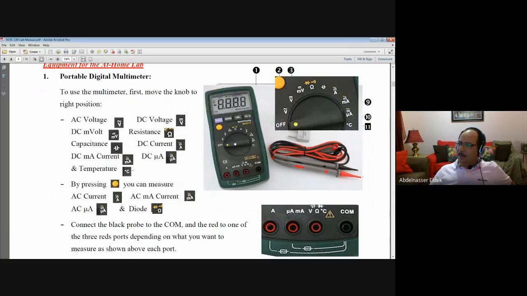and it will have some knob like this. This knob can be changed. Here it is off, for example. Here, this is the AC voltage. So if you want to measure AC voltage, here it is.